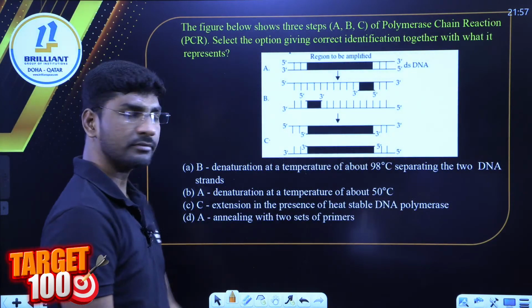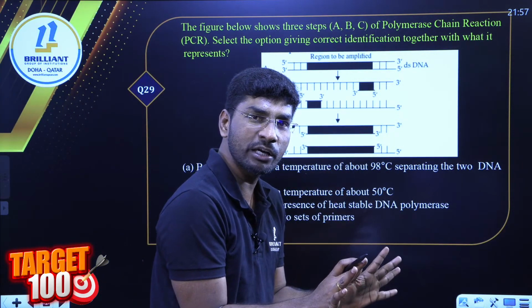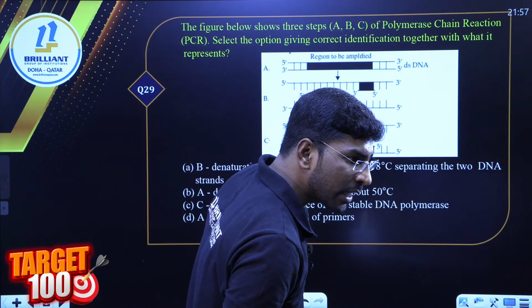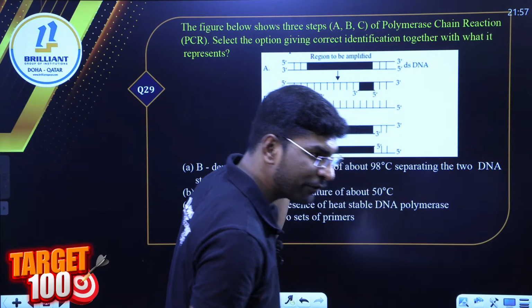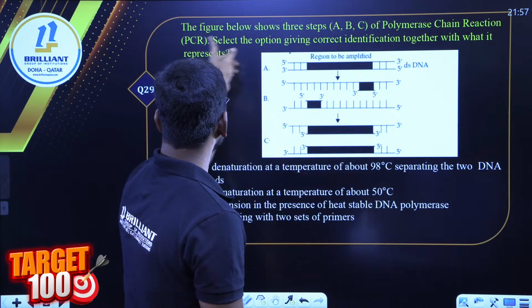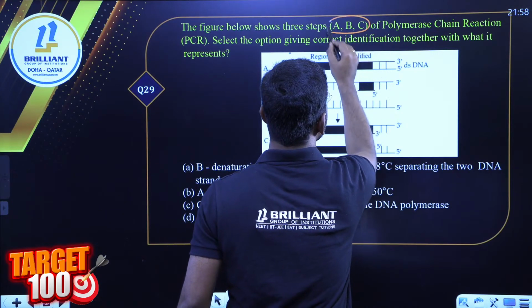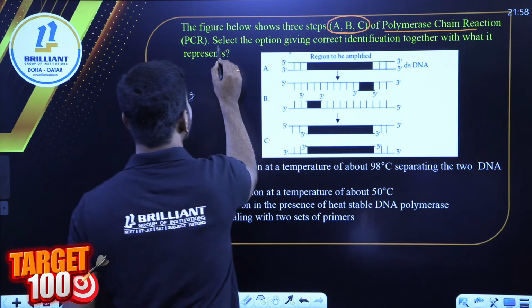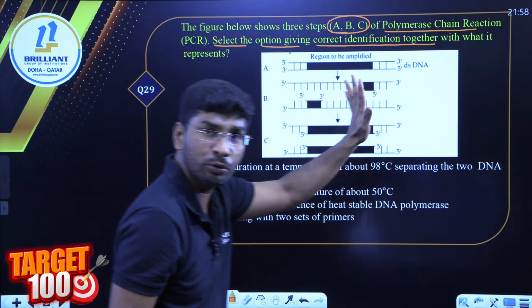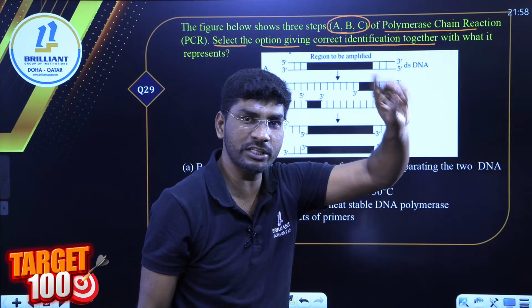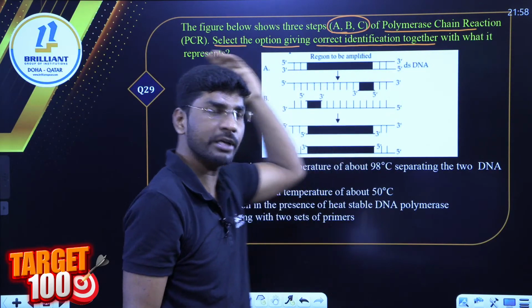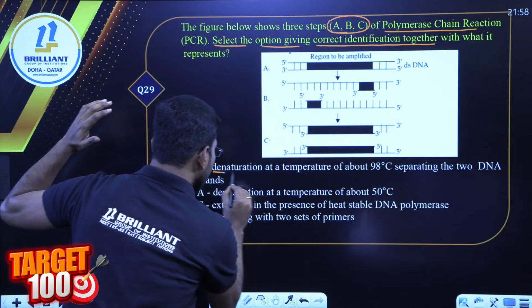Next question. PCR method. Carefully read the question, look at the diagram and find the answer. The given figure below shows A, B, C, D of the polymerase chain reaction. Select the option giving the correct identification. So 3 steps are given. Do you know PCR? Polymerase chain reaction, 3 steps are denaturation, annealing, extension. Pick the right one.